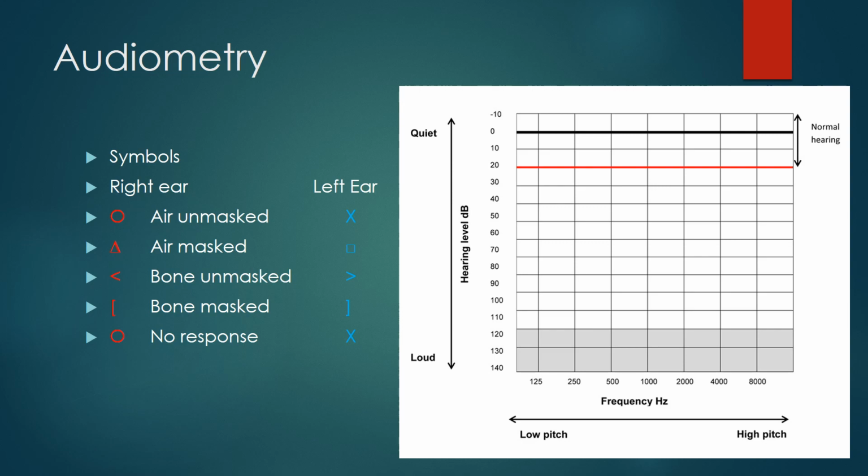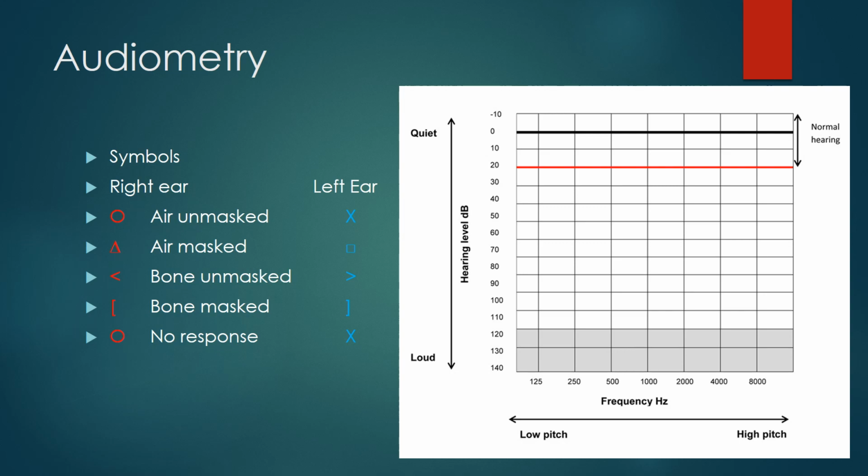Aside from the tuning fork tests, we also have audiometry, and the gold standard test for hearing acuity is the pure tone audiogram, and you can see this chart on the right, which is the chart that's used to document hearing tests.